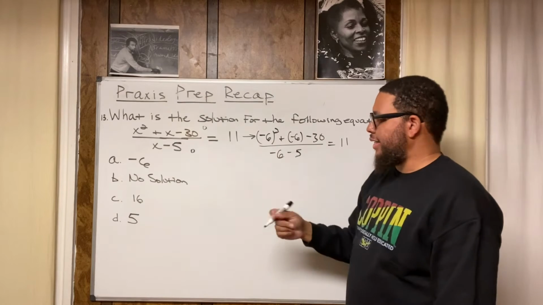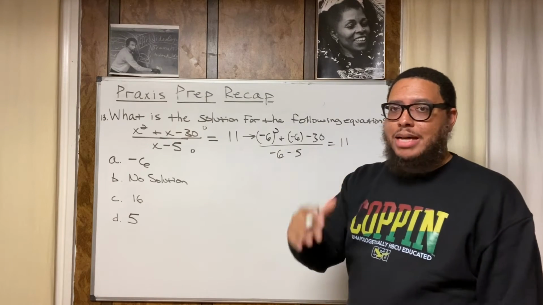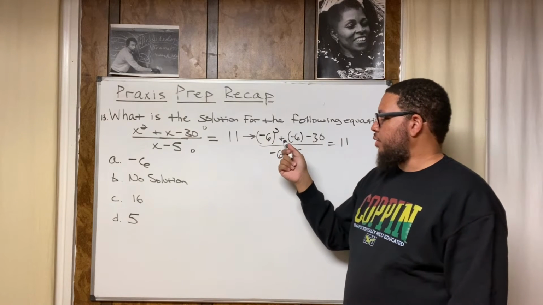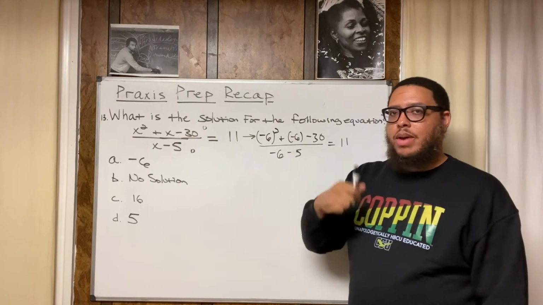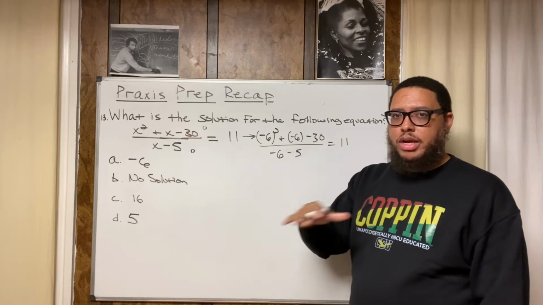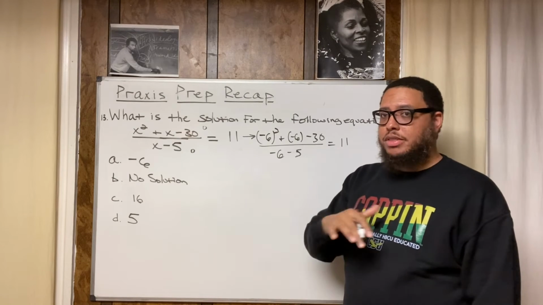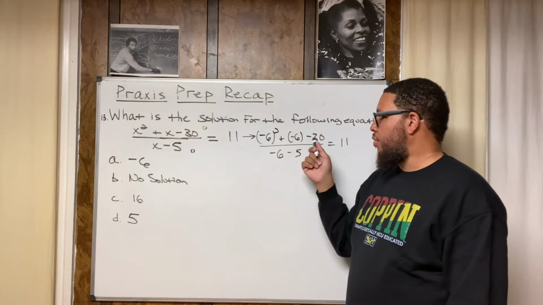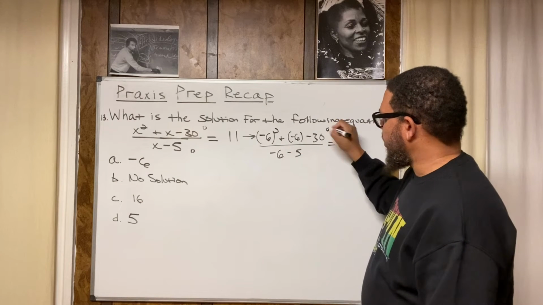So -6 squared is not -36. It's positive 36. So -6 squared is positive 36. Positive 36 plus -6. When you add a negative, that's the same thing as doing regular subtraction. So 36 take away 6 is 30. 30 minus 30 is going to be 0. So my numerator gives me 0.